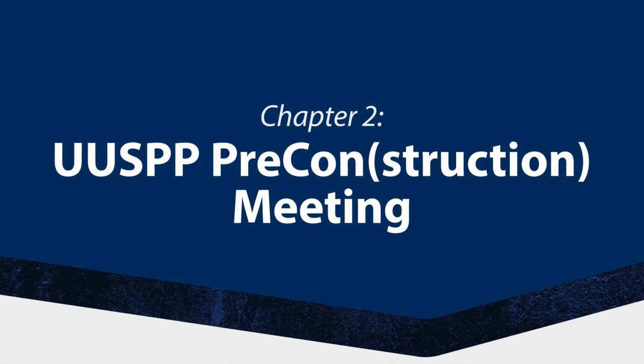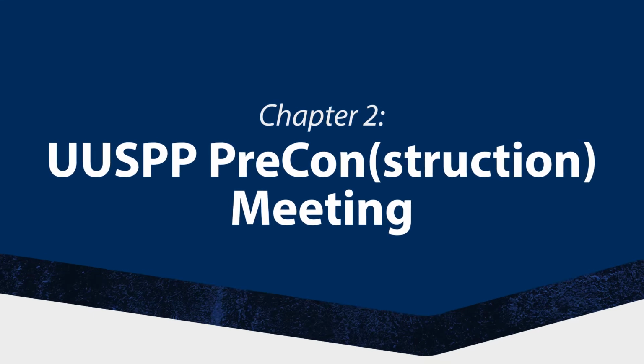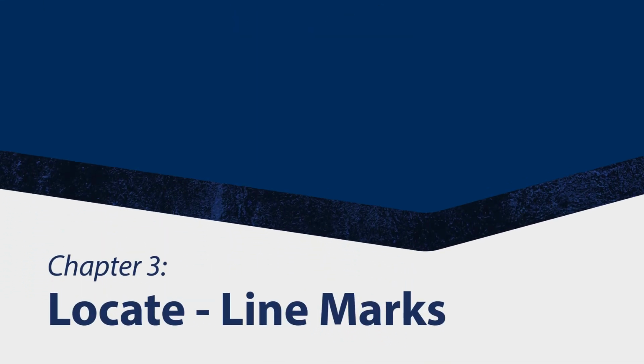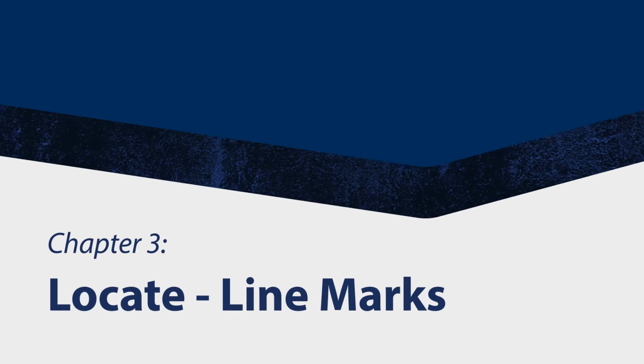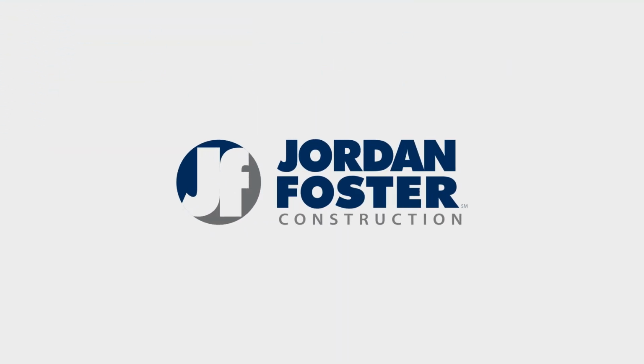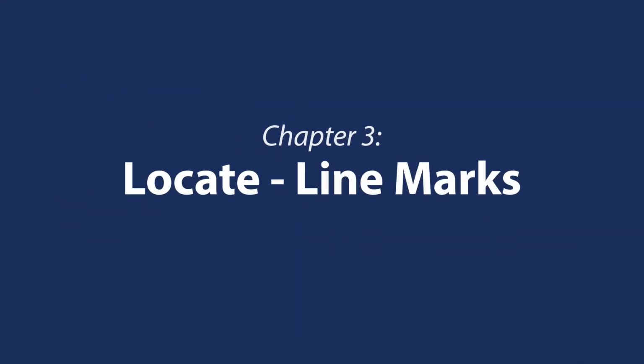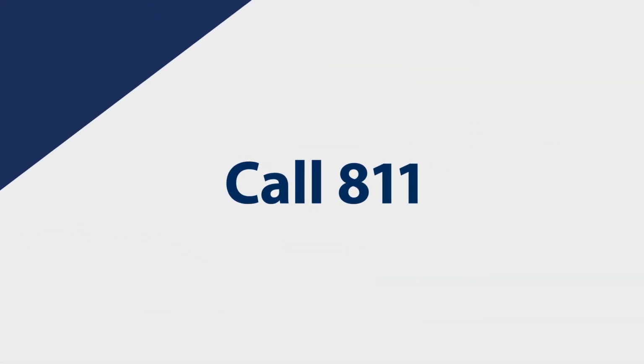Now that the job site team has been made aware of the activities, it will be the job of the task team to carry out the utility protection work. The first active step in the UUSPP process is to locate. We begin this work by calling 811 to have all possible utilities in the area properly located and marked so that the task team can protect the area.